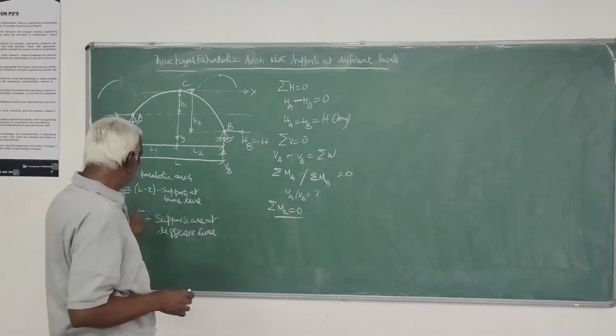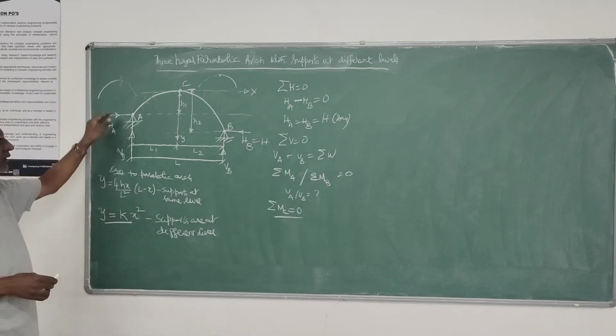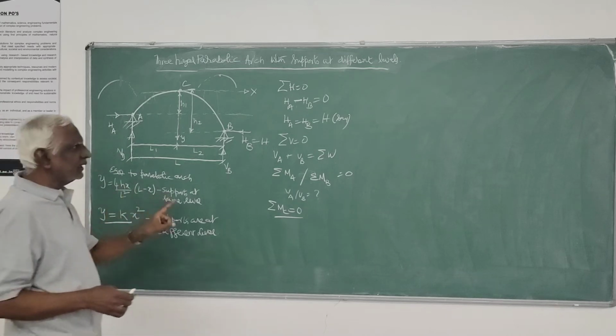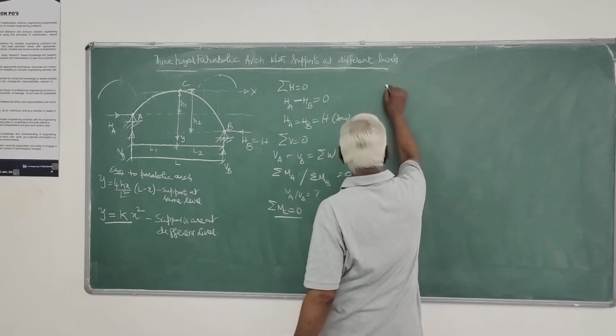So I will first derive. Suppose you want to use one common equation y equals kx square, one k, then you have to satisfy this relationship.